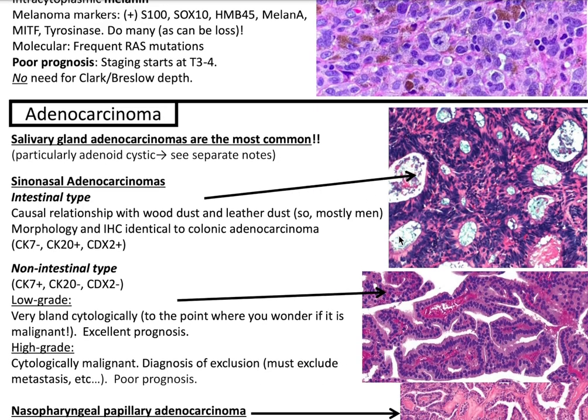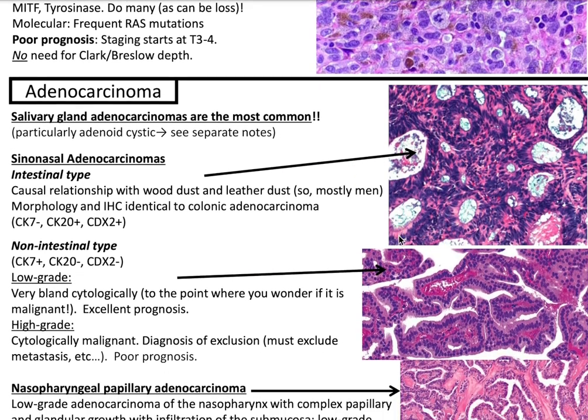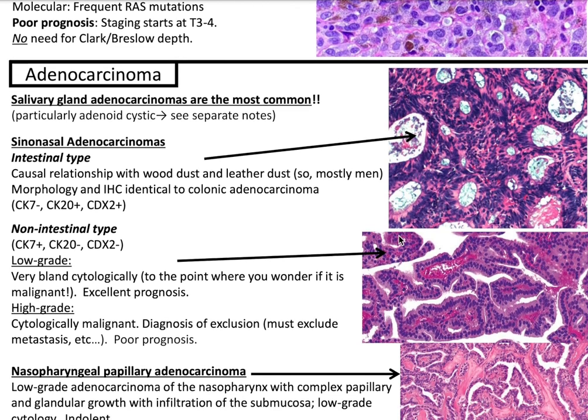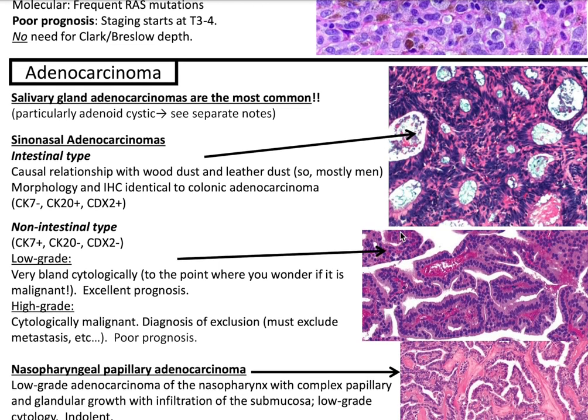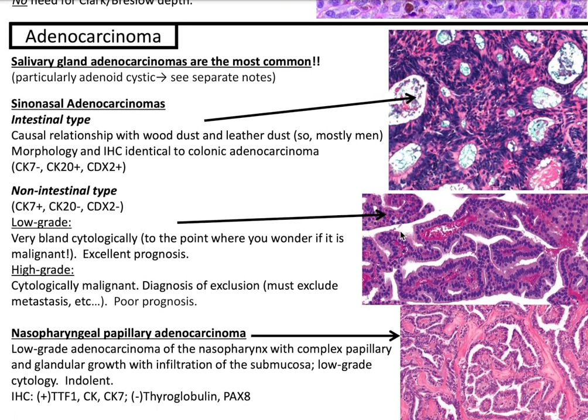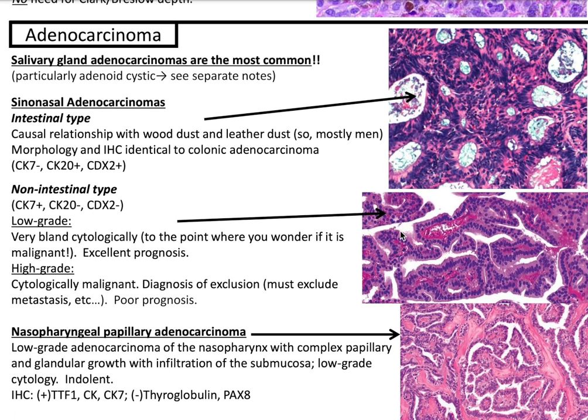Adenocarcinoma. Salivary gland adenocarcinomas are the most common, particularly adenoid cystic. He delves more into that in his salivary gland tumor notes. You have sinonasal adenocarcinomas, intestinal type. It's a causal relationship with wood dust and leather dust, so mostly men. Morphology and IHC identical to colonic adenocarcinoma, CK7 negative, CK20 positive, CDX2 positive, and non-intestinal type, where CK7 is positive, CK20 is negative, CDX2 is negative.